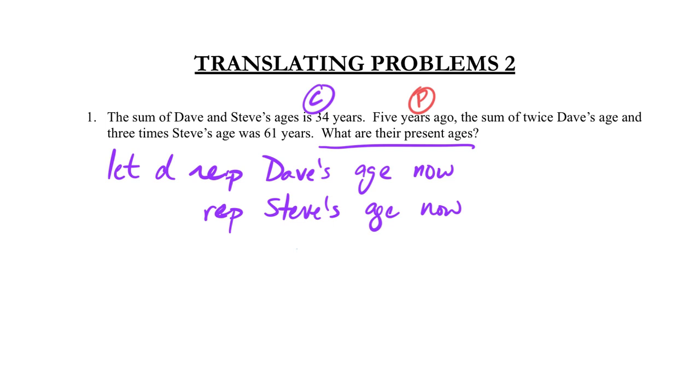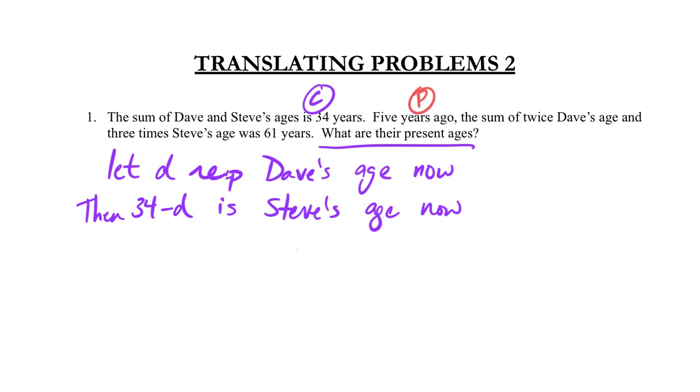So when we see the sum of Dave and Steve's ages is 34, if D represents Dave's age, then 34 minus D is Steve's age now. And so what I was able to do was to get that going without putting in that second variable. I don't want to introduce it. Okay, it still doesn't deal with the fact that I now have a 5 years ago, a different time period that I need to deal with.